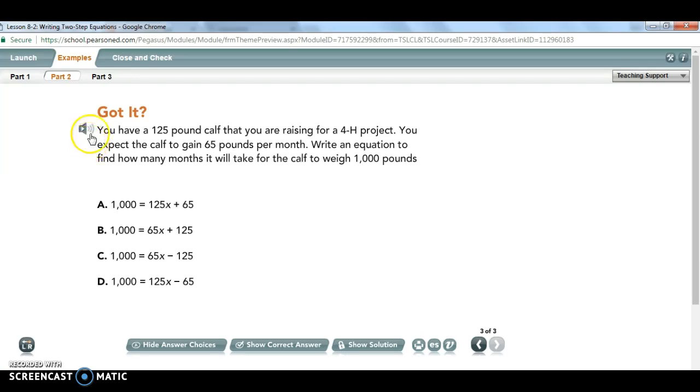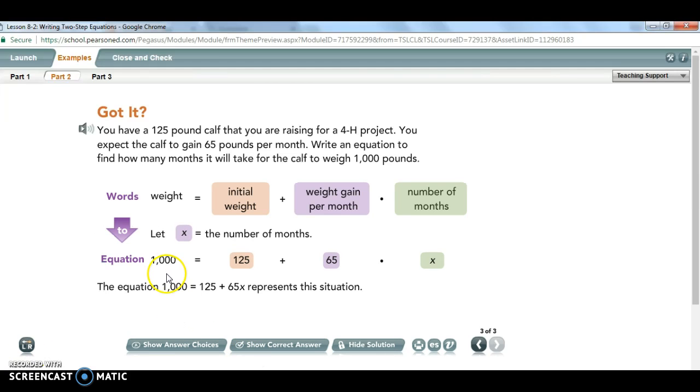Here's our part 2 got it problem. You have a 125-pound calf that you are raising for a 4-H project. You expect the calf to gain 65 pounds per month. Write an equation to find how many months it will take for the calf to weigh 1,000 pounds. The correct answer is B, 65 pounds per month, so 65x, plus the 125 pounds that the calf already was, equals 1,000. Here's the solution. If you would like to see it visually, you can pause the video so that you can read through it.